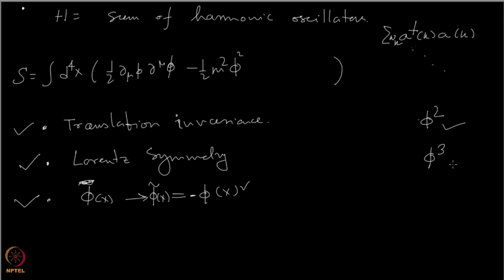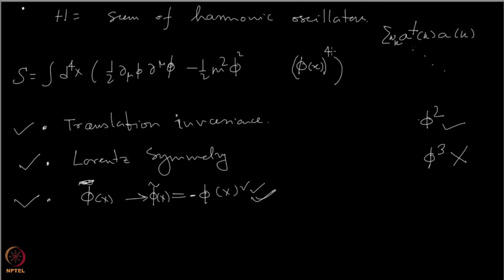I could keep a phi cube term. Right now I'm looking only for polynomials in phi, but this one will violate the symmetry, because if you were to put a phi cube and change phi to minus phi, that phi cube term will pick up a sign. So your action will not remain unchanged. So I say, okay, I don't want this one purely because I want to have this symmetry. Then the next option is phi to the 4. So let me write it with an x. It will be phi of x to the 4.